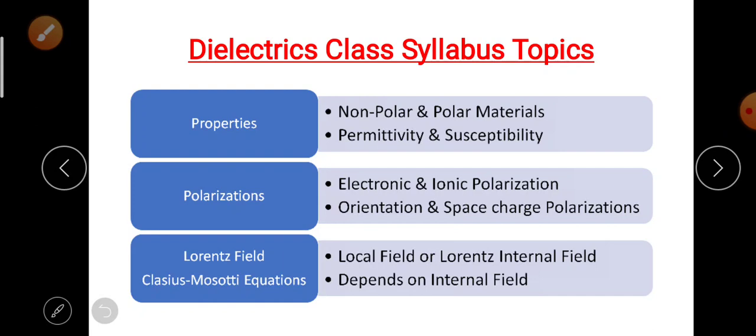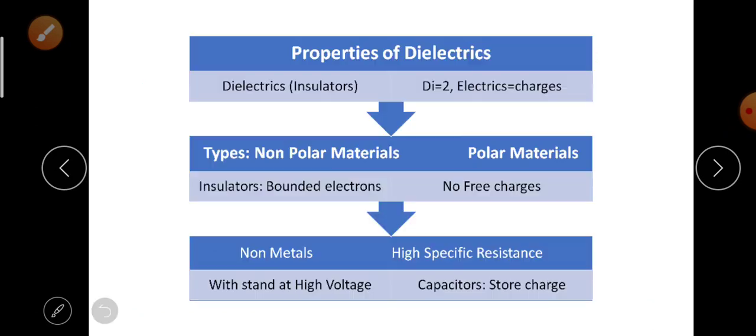Now the dielectrics. There are three concepts in the dielectrics: properties, polarization, and local field and Clausius-Mossotti equation. In properties: non-polar and polar materials, permittivity and susceptibility. In polarizations, there are two groups: electronic and ionic polarization, and orientation and space charge polarization. Local field or large internal field depends on internal field.